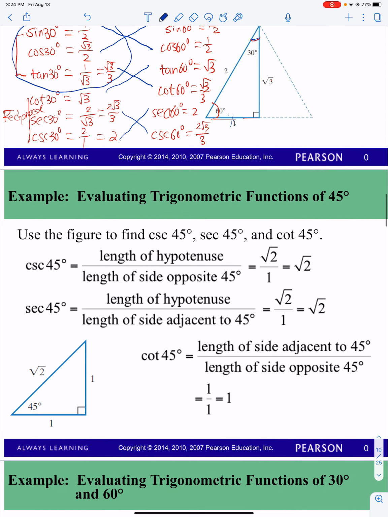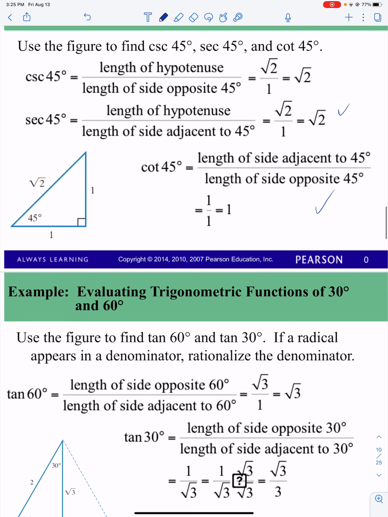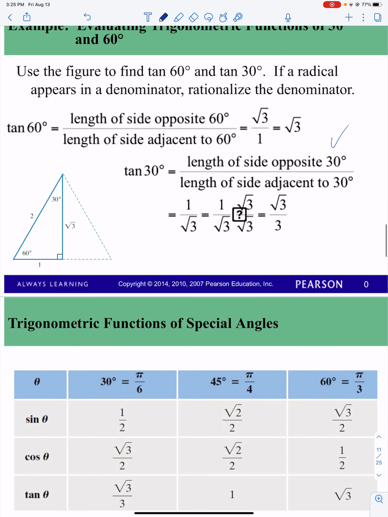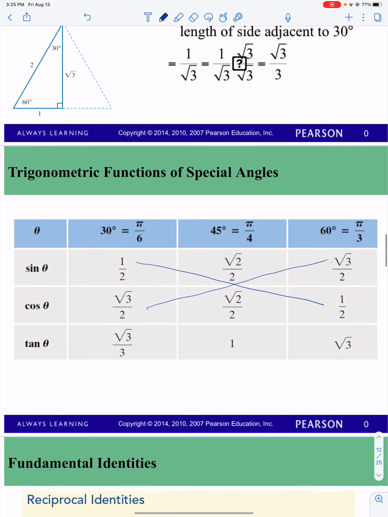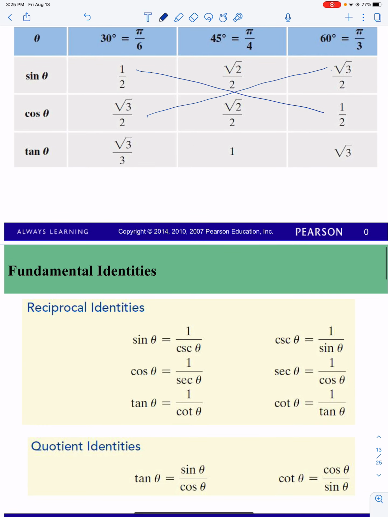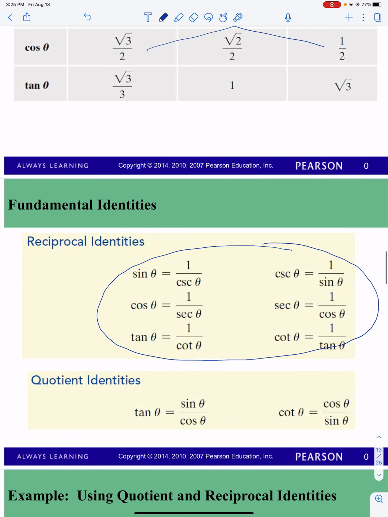Okay, so these things we have already done, and this we have already done too, tangent, and they also summarize these things. Okay, these are the reciprocal identities. We have already found them. And this quotient identity we didn't find.